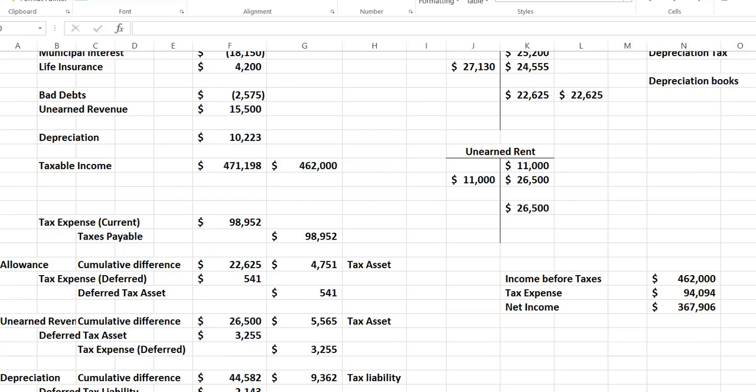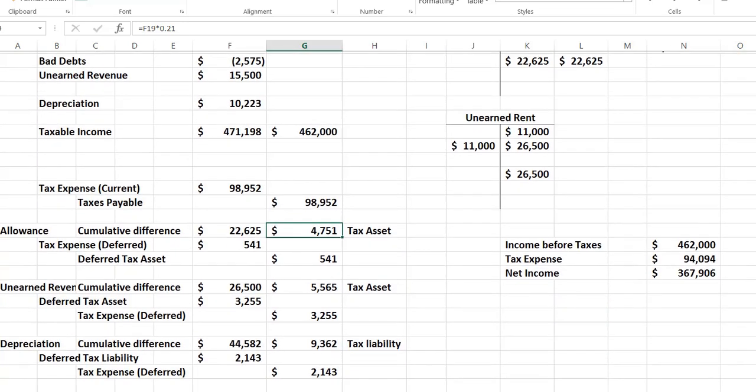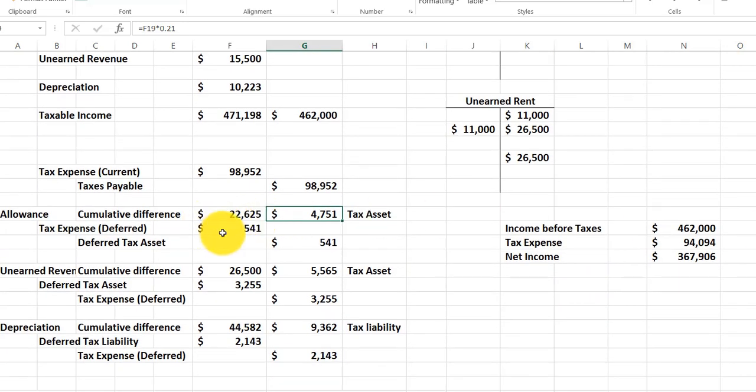You look at each of your items. You skip the permanent differences, go to the bad debts. You look at the cumulative amount of the allowance. You figure out the tax asset is 21% of that, and then you compare it to the year before and adjust accordingly. The deferred tax asset needs to come down, and so that's a credit to the deferred tax asset. For 541 debit, tax expense.